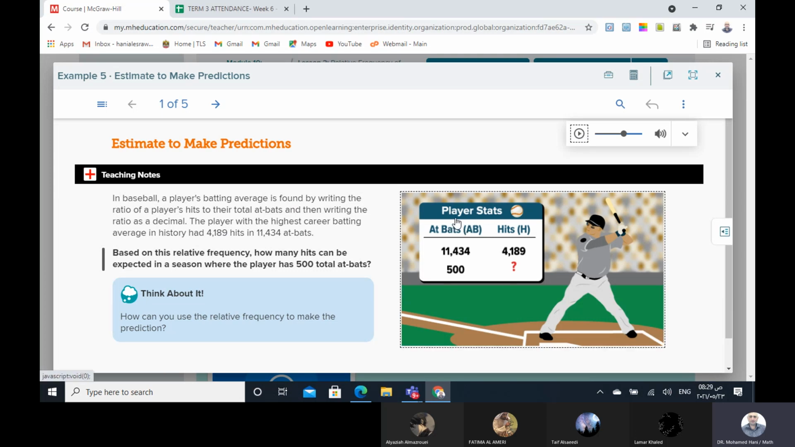As you see here, you have player stats, at-bats, AB, and hits, H. Here we have 11,434 and 500, and here we have 4,189, and here the missing value. Continue with me, please.